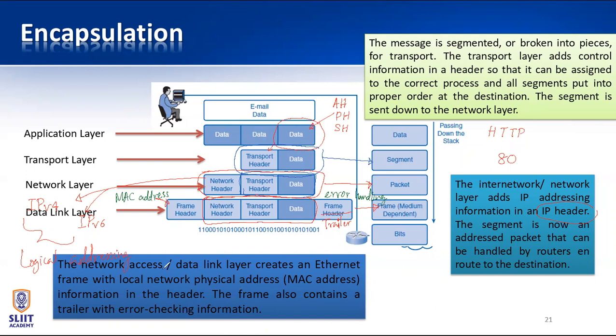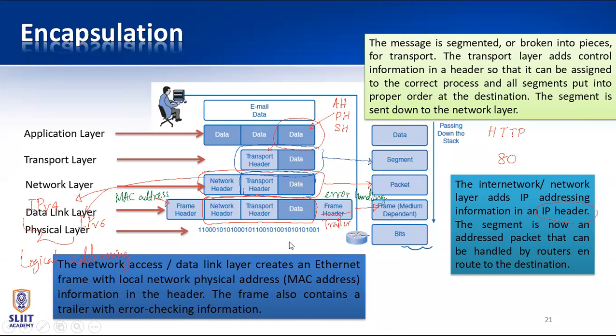The network access or data link layer creates an Ethernet frame with the local network physical address, called the MAC address, in the header. The frame also contains a trailer with error checking information. So this contains error checking information as the trailer. But in the header part, you will have a physical address, like the MAC address.